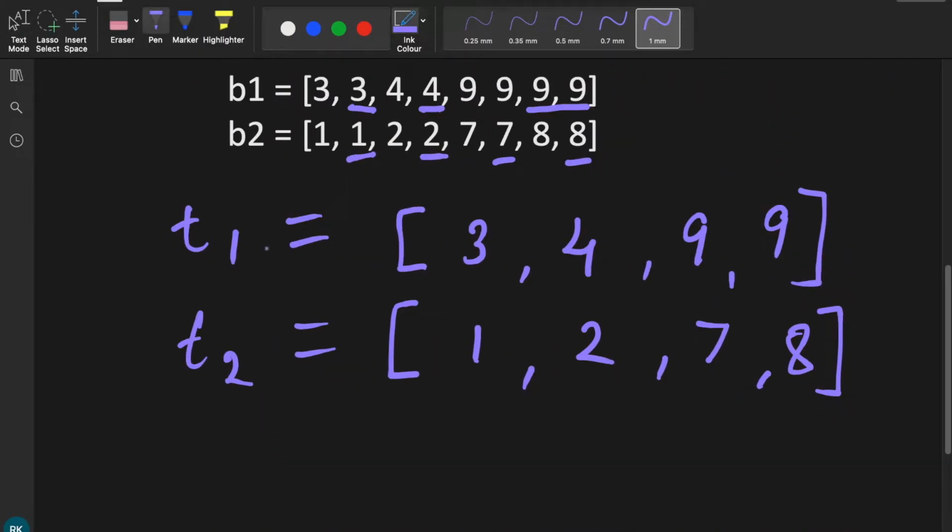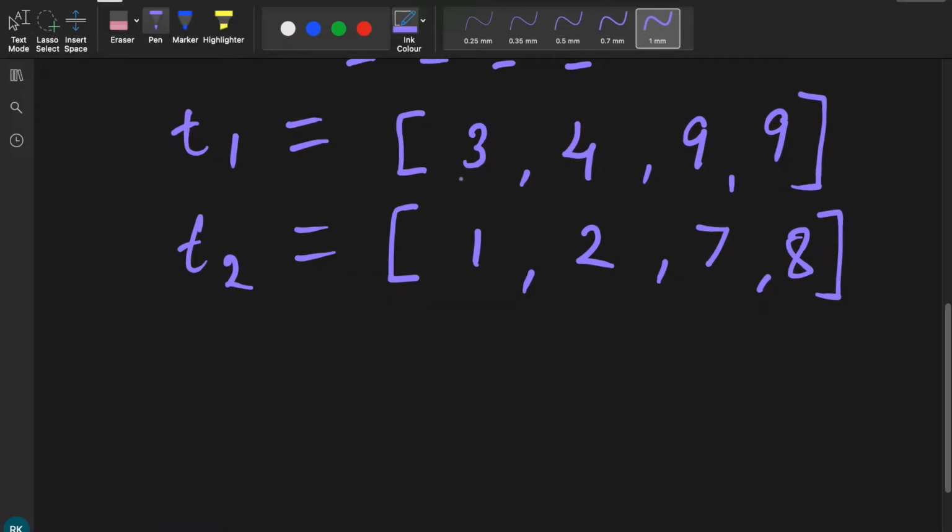So what it means is we have to couple one element from T1 with any other element of T2, and that would make our one transaction complete. In this way, we have to do 4 transactions in this case to complete all the transfers and make B1 and B2 equal. So what is the cost of one transaction? The cost of one transaction is the minimum of the elements that are being transferred.